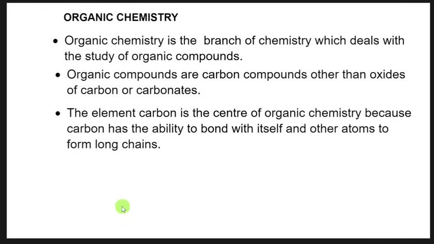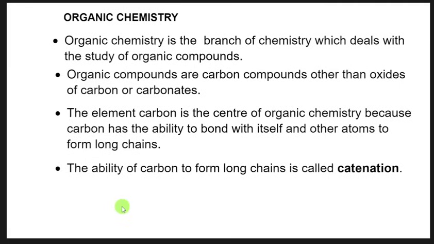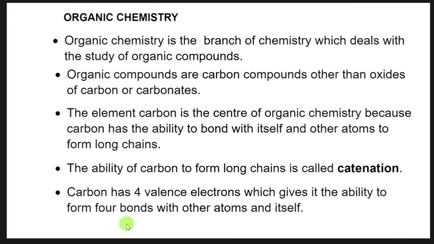All right, so we are saying the ability of carbon to form long chains is called catenation. Carbon has four valence electrons, which gives it the ability to form four bonds with other atoms and itself.